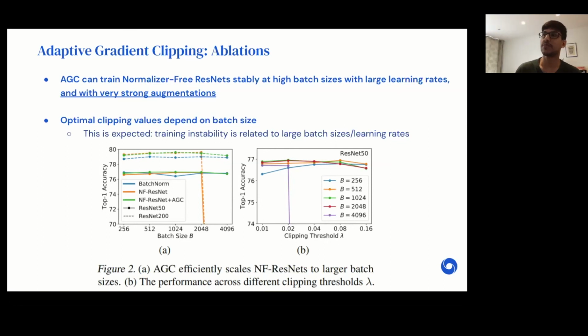Another pleasant surprise for us was that with AGC, we could suddenly train with very, very strong data augmentations, which really helped us scale to state-of-the-art performances.